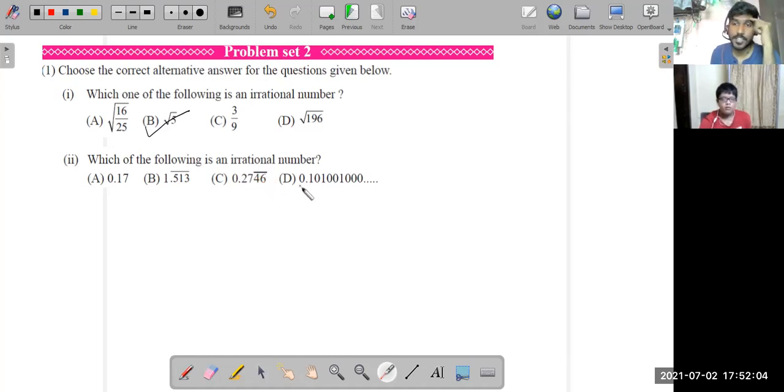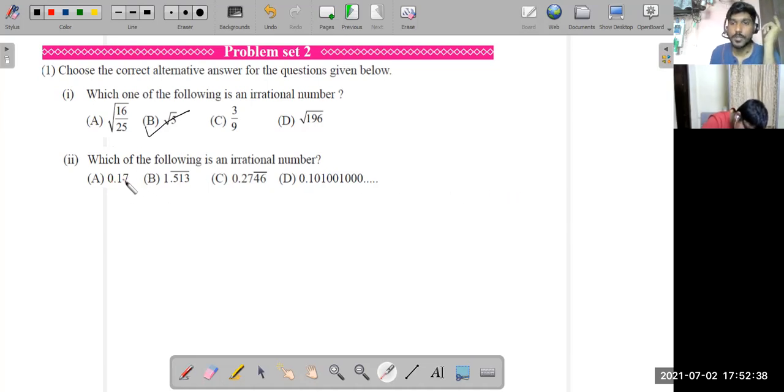First recollect the definition of an irrational number. The decimal representation should be non-terminating and non-recurring. Both. That's why remember, write this definition somewhere. The decimal representation of an irrational number is non-terminating and non-recurring.